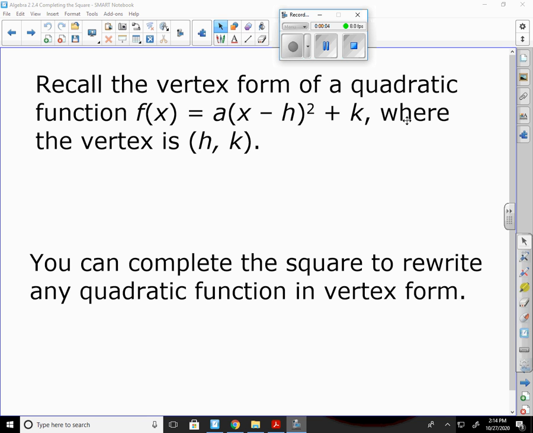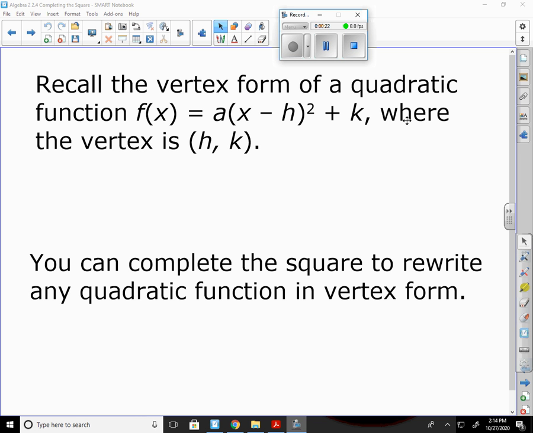Everything we've done with completing the square has helped us to really find the roots or the zeros of the function rather well. But it hasn't talked about the vertex at all. That's where the vertex form of the quadratic comes in.